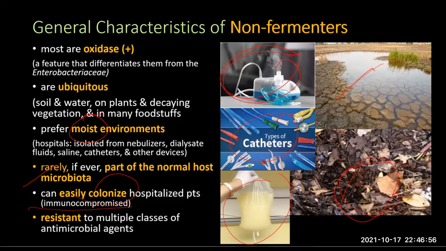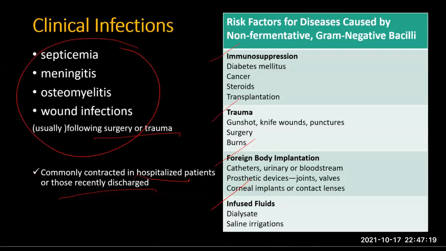They are rarely, if ever, part of the normal host microbiota, but can easily colonize hospitalized patients. So it's a very bad thing. It's easy for them to colonize immunocompromised patients, and many of the non-fermentative gram-negative bacilli tend to be resistant to multiple classes of antimicrobial agents. And non-fermenters are responsible for a number of serious infections, including septicemia, meningitis, osteomyelitis, and wound infections, often following surgery or post-traumatic events.